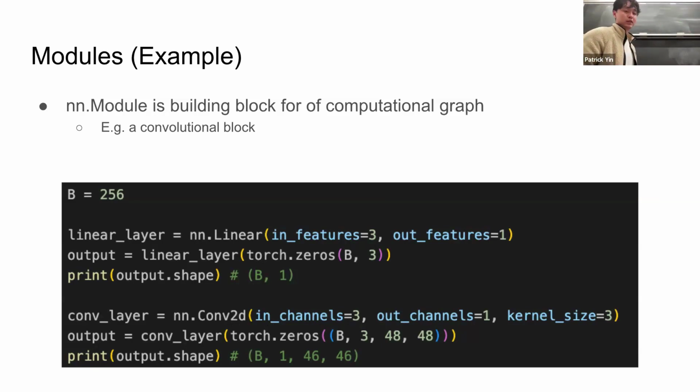And a lot of images are 3 in channels, so let's set that to 3. So if you have B images, that's going to be B by 3 by, let's say it's 48 by 48 in this case. If you pass it through the conv layer, the output will be B by 1 by 46 by 46. And it's 46 by 46 because I think by default there's no padding and the stride is 1. So if you do some math, you'll see that the output is 1 by 46 by 46.